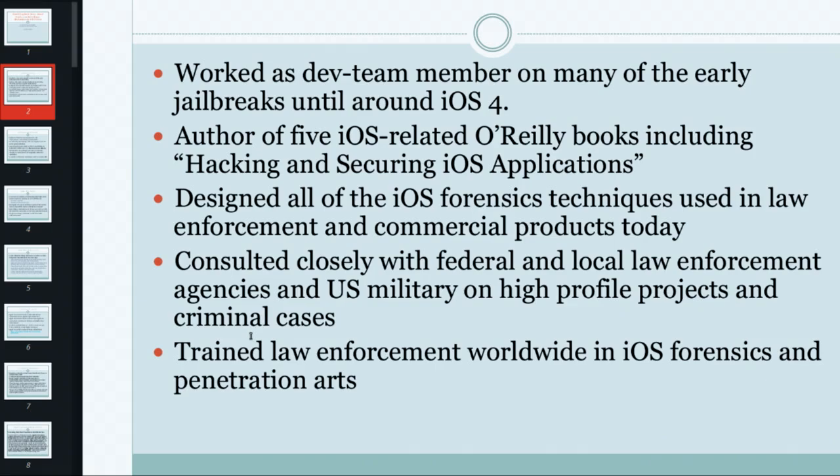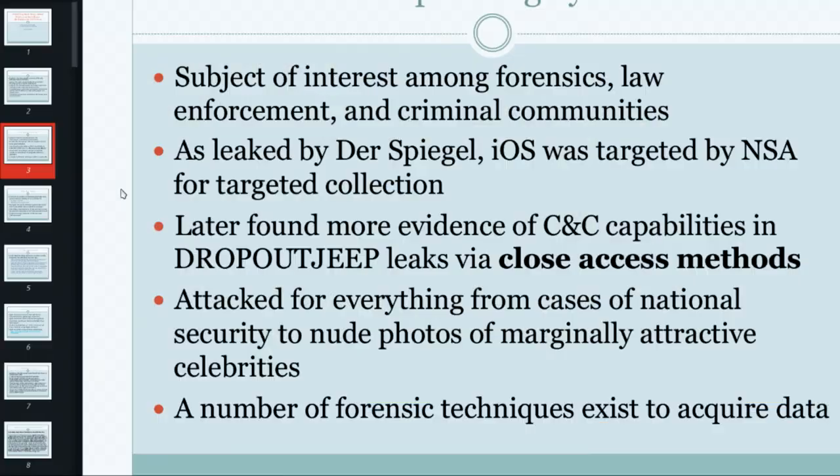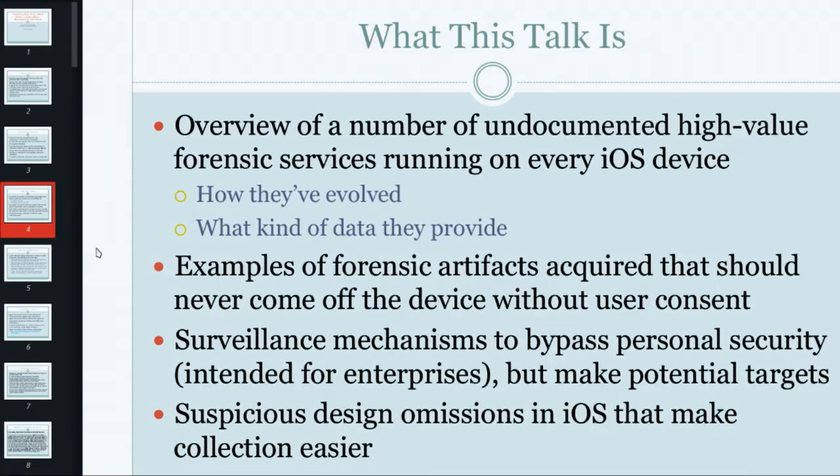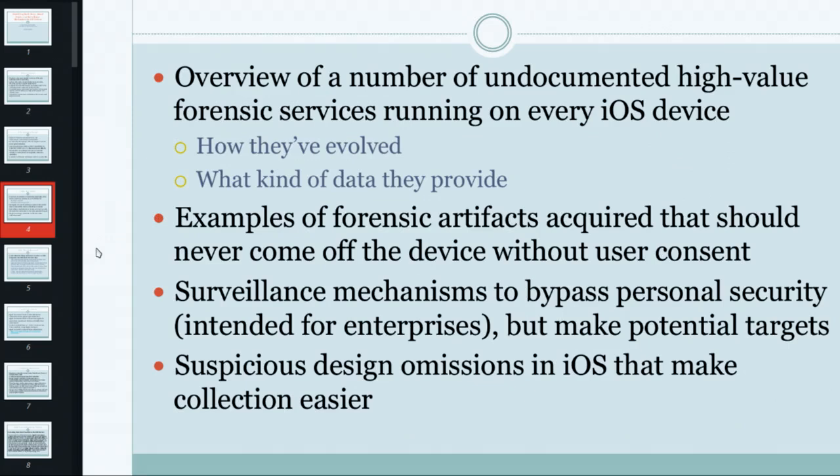Yeah. Overview of a number of undocumented high-value forensic services running in every iOS device, how they've evolved, what kind of data they give you, examples of forensic artifacts acquired that should never come off the device without the user's consent, but can, surveillance mechanisms to bypass personal security intended for enterprises, but make potential targets. So there's some stuff in there so that an enterprise has access to the phone if they own it, even if the user doesn't allow. Right, they can provision certain things. But an attacker can get in and pretend to be the enterprise.